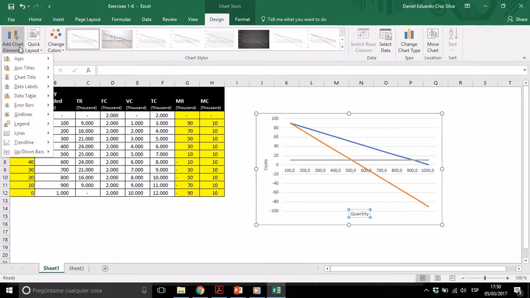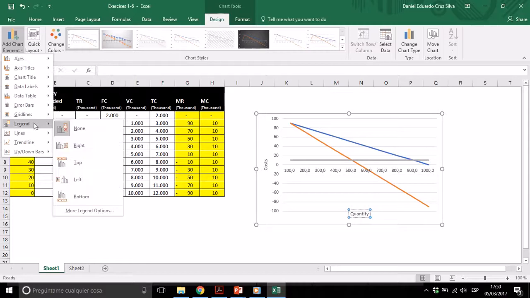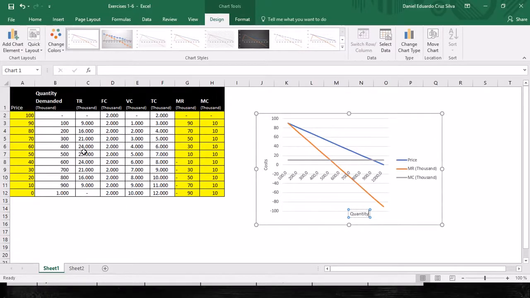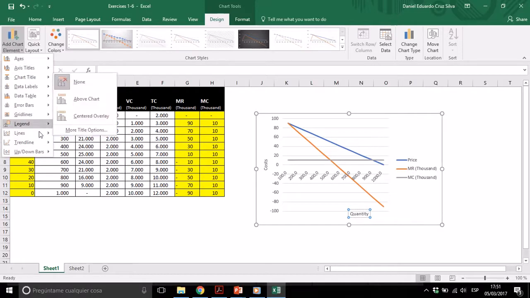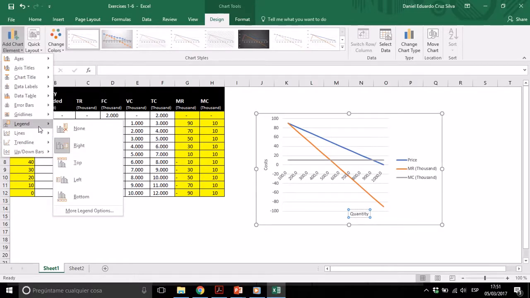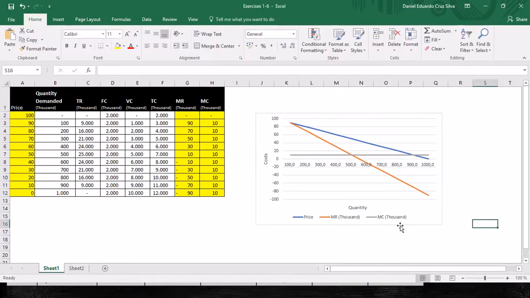Maybe you need labels, right? So then you have here data labels. Maybe you will need the legend better, so maybe it should be a better legend. Let's put it down here. Okay, then which other thing is important? I guess that it's like that.